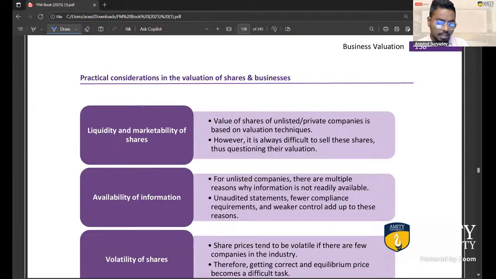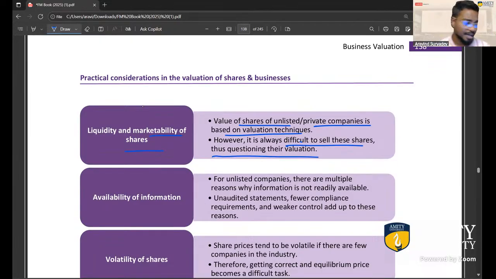So, practical considerations in the valuation of shares and businesses. What else do we need to look at when we look at shares and businesses and how they're bought and sold? Well, liquidity and marketability of shares, of course. Value of shares of unlisted or private companies is based on valuation techniques. However, it is always difficult to sell these shares, thus questioning their valuation. That is true, especially for unlisted companies.